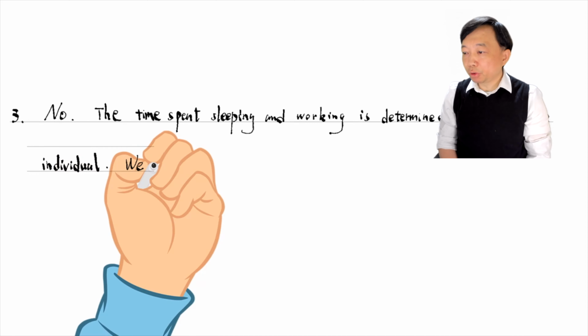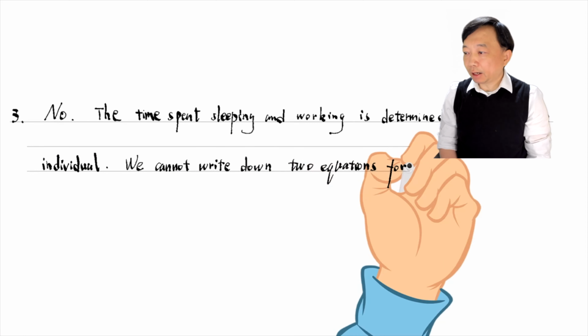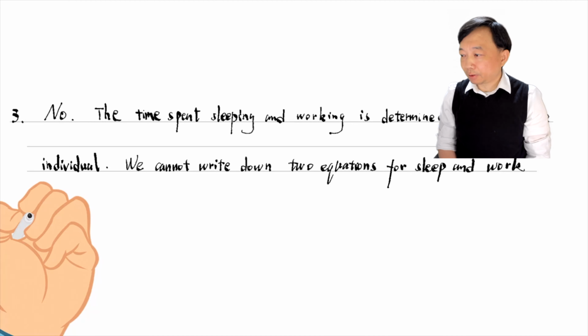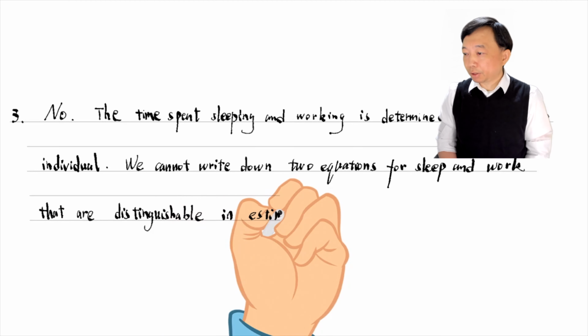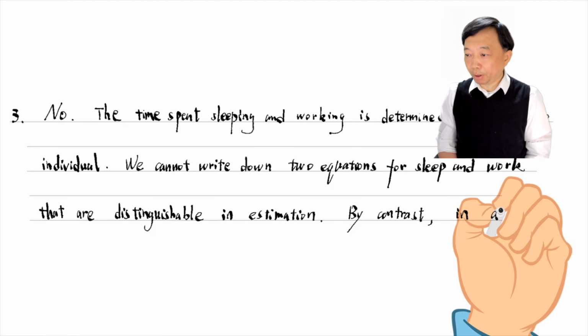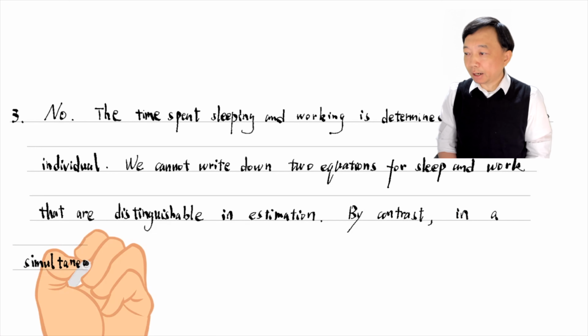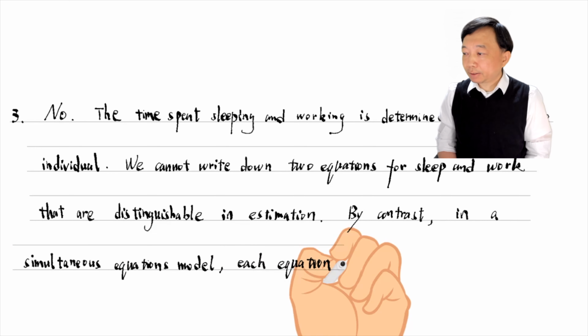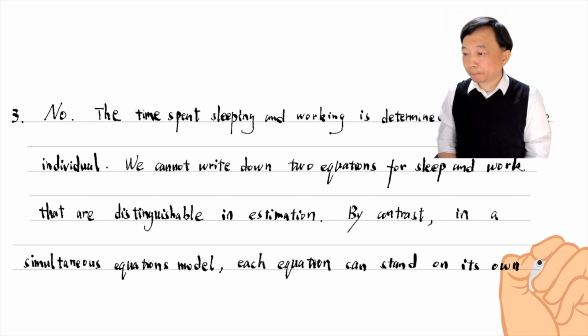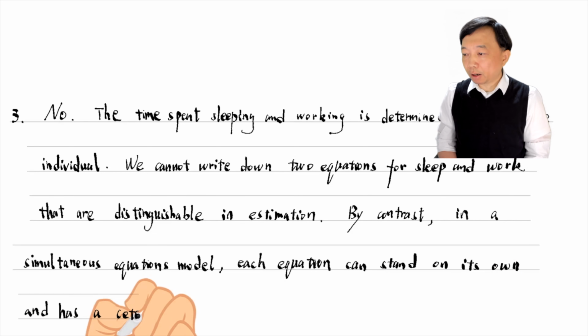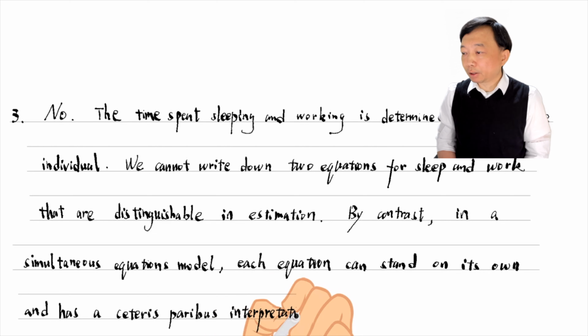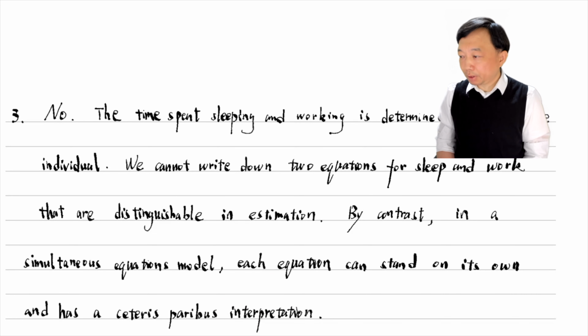We cannot write down two equations for sleep and work that are distinguishable in estimation. By contrast, in a simultaneous equations model, each equation can stand on its own and has a ceteris paribus interpretation. For example, in the demand and supply system, the demand equation is based on demand theory and chosen by consumers. The supply equation is based on the supply side and determined by producers.